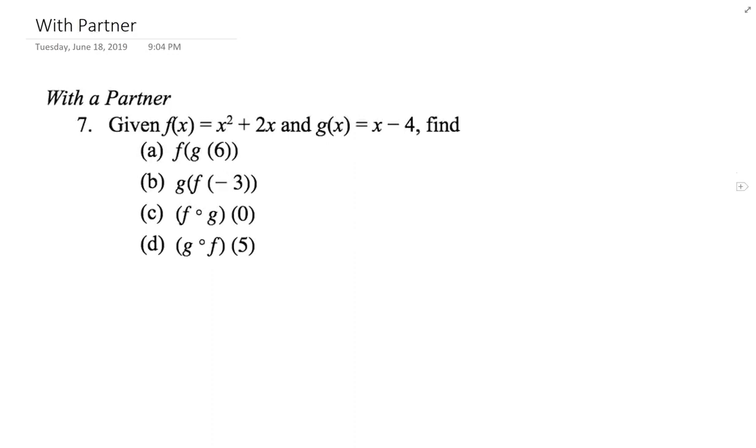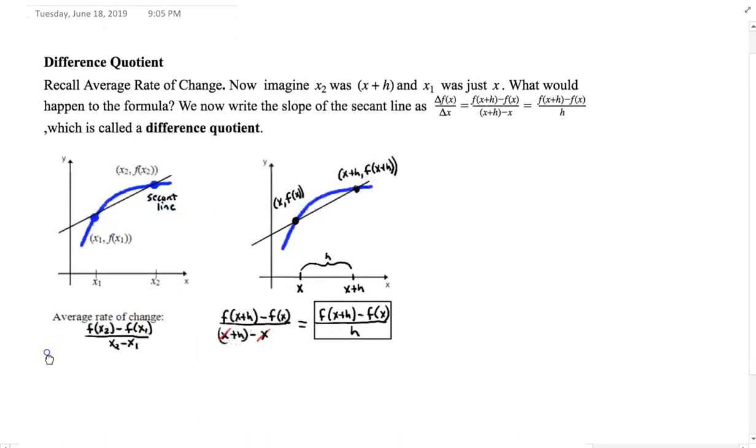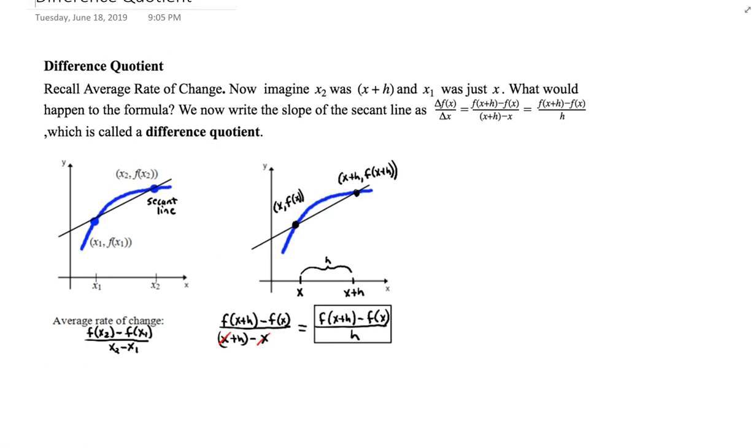All right, let's talk about difference quotient. Now, with a difference quotient, our ideas are similar to what we had with average rate of change. Remember when we had average rate of change, it was f of x sub 2 minus f of x sub 1 over x sub 2 minus x sub 1. Imagine now that our x sub 2 was x plus h and x sub 1 was just x. What would happen to the original average rate of change formula?